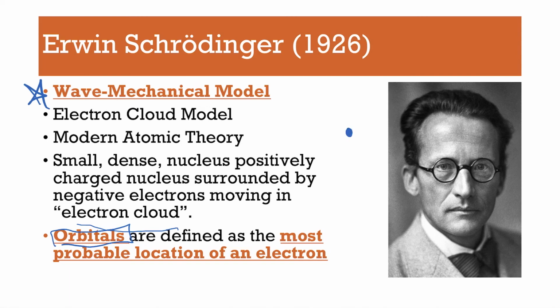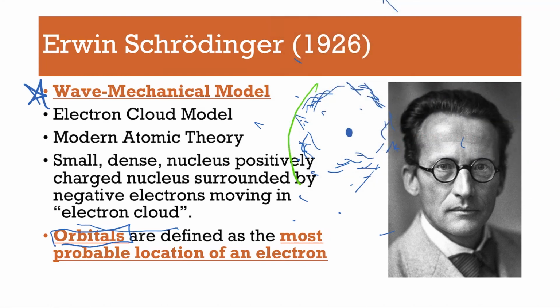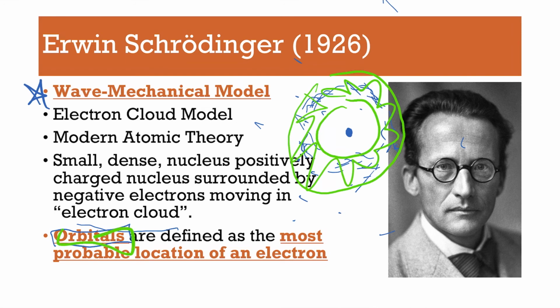So here's your nucleus. And let's just pretend we're taking a picture of an atom every second. There's an electron. There is a picture on a picture on a picture. And each dot represents a location where the electron is. Now, yes, there are some dots that aren't totally in line. But generally, you could say the electrons will most likely be in this green area. And that is what an orbital is, the most probable location of an electron.